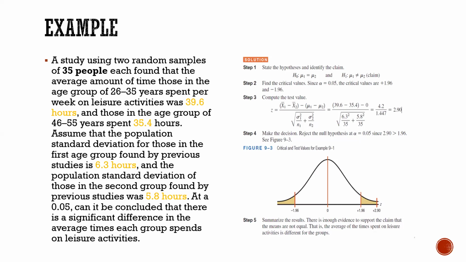The population mean will be 0, because we're saying there is no difference, and we will put the standard deviation for sample 1 and sample 2, and n1 and n2 is the total number of samples, which is 35 people in each group. So we will get the value of 2.90. Now we will plot it over the curve, and we will see that the observed value 2.90 is more than the critical value, that is 1.96. So we will say that there is enough evidence to support the claim that the means are not equal. That is, the average time spent on leisure activities is different for the groups.